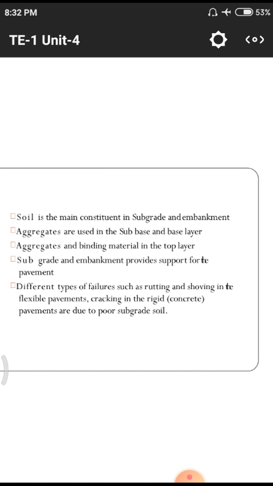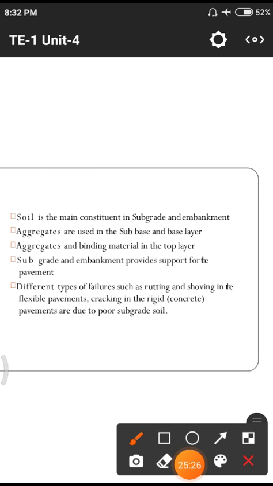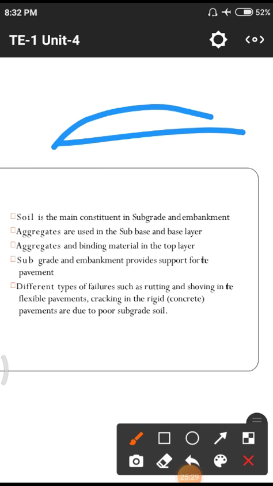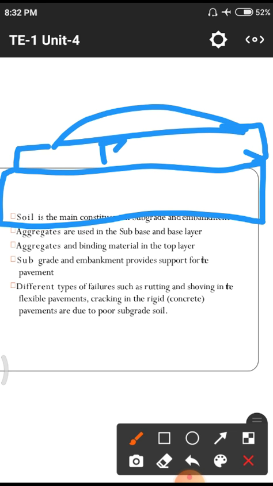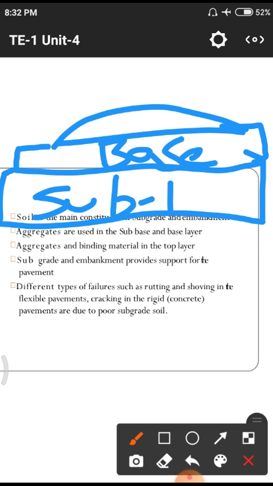Next one, aggregates are used in the sub base and base layers. After the pavement, we have the base layer. After the base, we have the sub base. I will show with a particular example. This is the total layer we have, with some proper drainage facilities. After that we have some quantity of base. This is the base; the total road rests on the base. This is the sub base; the road and base rest on the sub base.